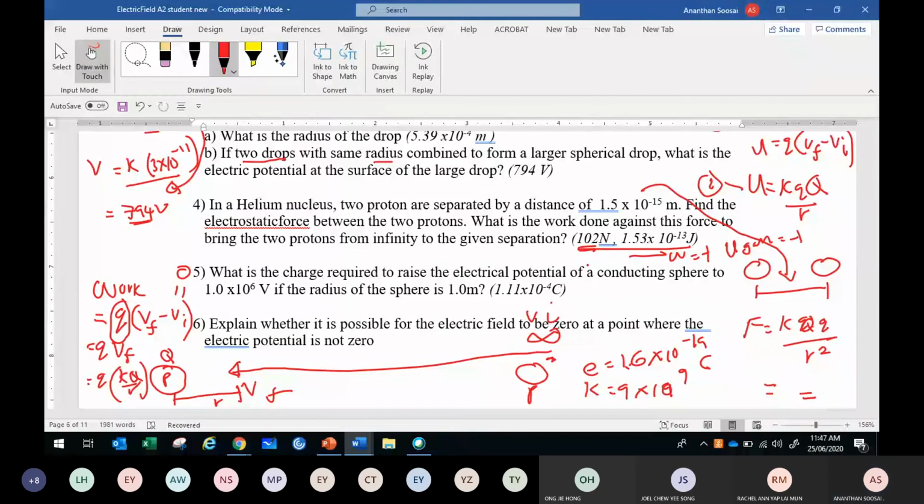Okay, guys, any questions about 4? I believe you get the idea how to do. No problem? Okay, so I assume all of you understand how to do that, because I wanted to maximize the number of questions we do. We go to the next question, number 5. Okay, look at number 5. Give me the answer.